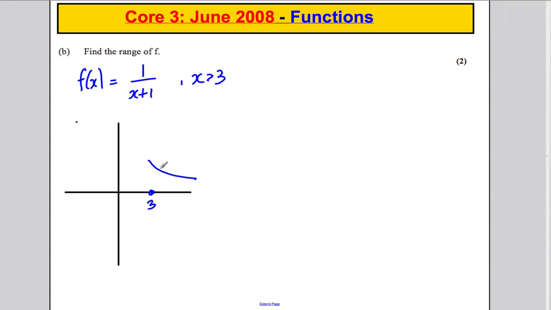Okay, so what's the range? Well, when x is equal to 3, f of 3 would be 1/4. So therefore, f of x is always less than 1/4. And that is our range in this particular case. But obviously f of x can't be negative as well, just to make that point. It will never go negative. So the way of writing it is f of x is between 0 and 1/4.